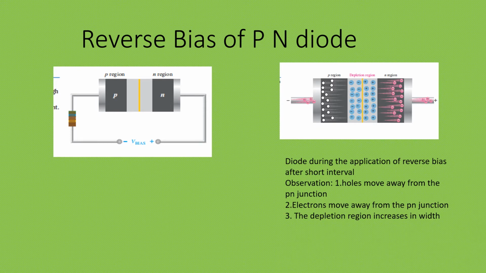And the depletion region will increase. So this is the conclusion because of the reverse bias of the PN diode.